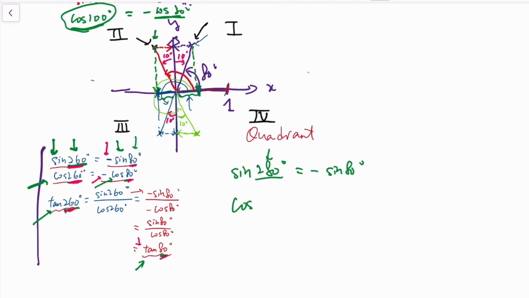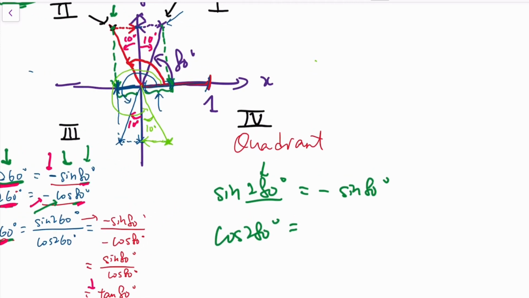Then what about cosine? What is cosine 280? Give this problem a try. Answer will be coming in 3, 2, 1. First of all, if 280 is related to 80, then it will be true for all sine, cosine, and tangent. So the angle is also 80. The question is just whether this is positive or negative. If you're in quadrant 4, your x-coordinate is positive because you're on the right-hand side. So cosine 280 is positive cosine 80.